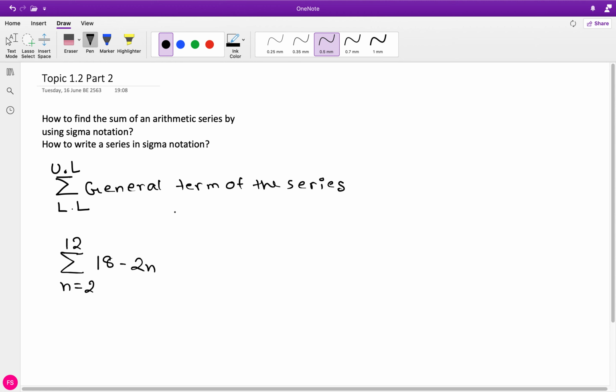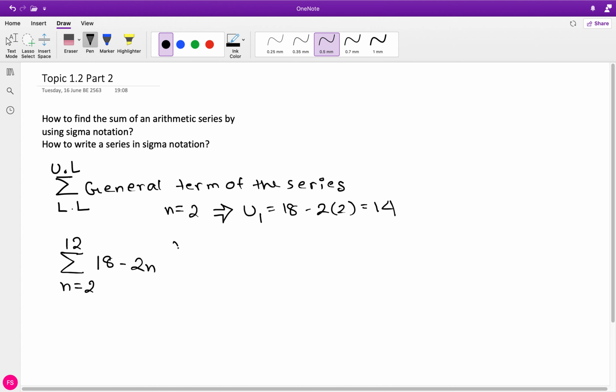Now, if you want to find the first term of this series, all you need to do is substitute n equals 2, which is the lower limit for this series, and you will get your first term. u1 equals 18 minus 2 times 2. This will give you 18 minus 4, which is 14.